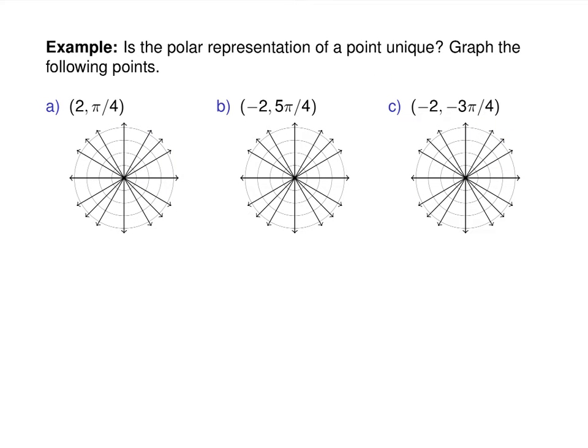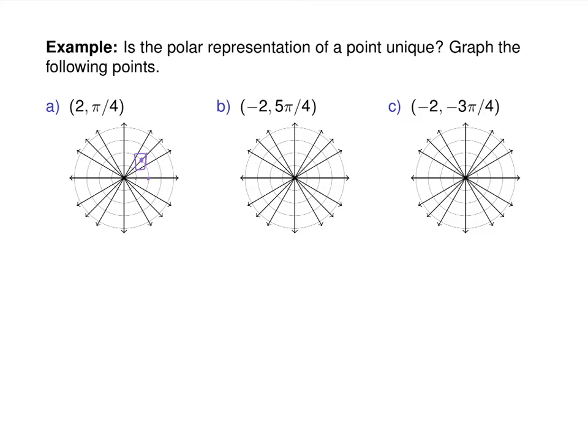Now in the Cartesian system, the representation of points is unique, meaning if you and a friend plot a point x, y and your x's and y's are the same, you're going to get the same point. And the question is, is that true for polar coordinates? Let's graph the following points and we'll see if it's true. So the point 2, pi quarters says go out 2 and rotate pi quarters, giving us this point right there.